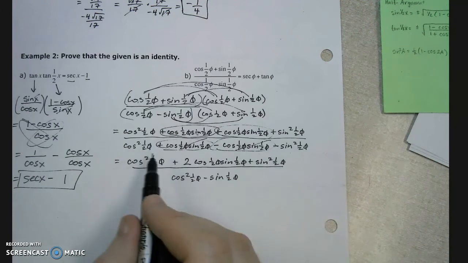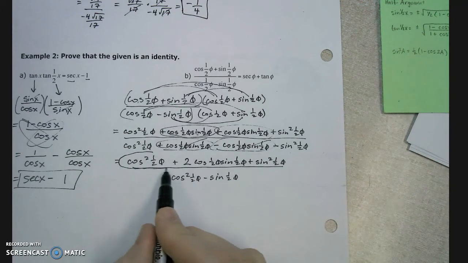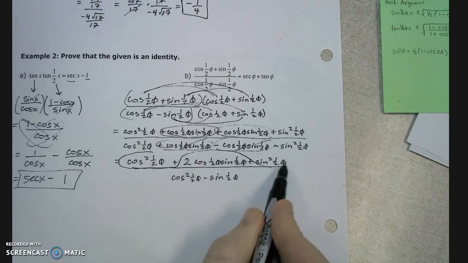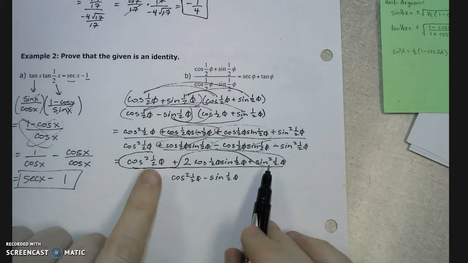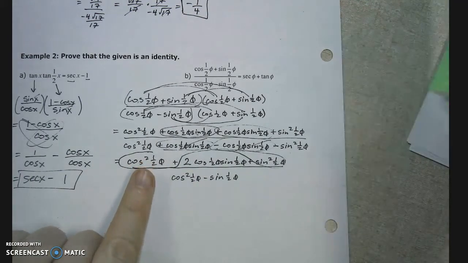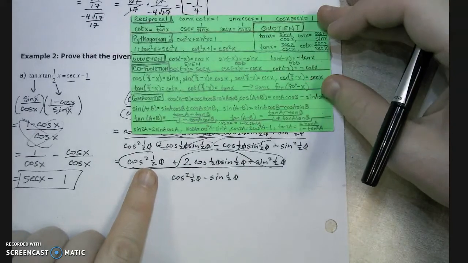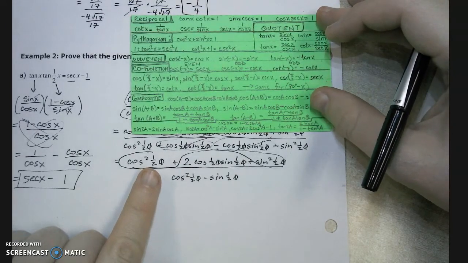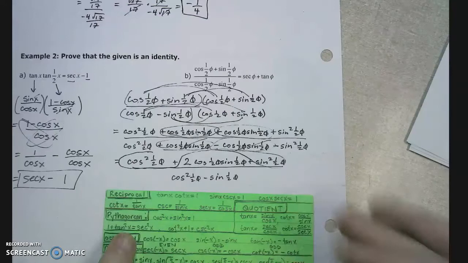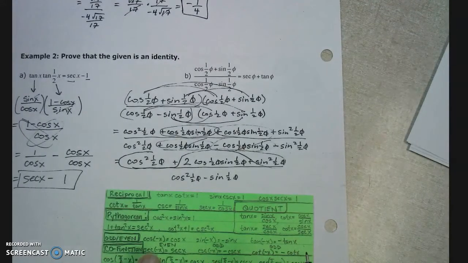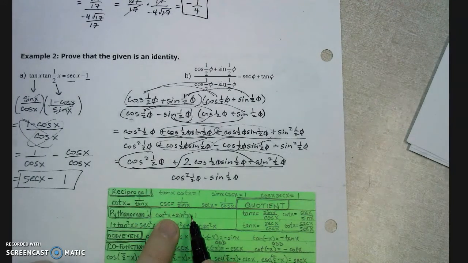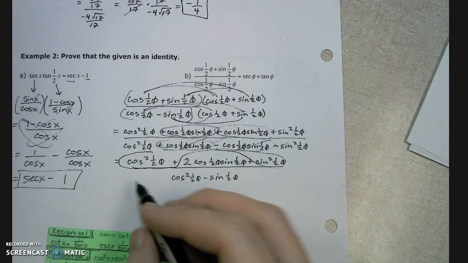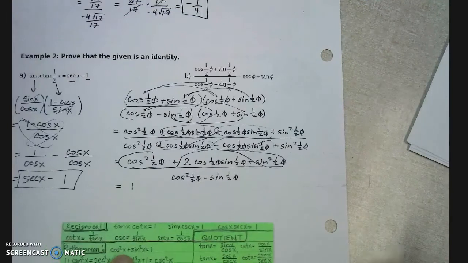One thing I notice is that I've got cosine squared plus sine squared. These two things on the ends are your Pythagorean property, even though there's a half on them. It doesn't matter what the theta is. We've got this property right here. Cosine squared plus sine squared equals 1. So all of the things I just circled equal 1.